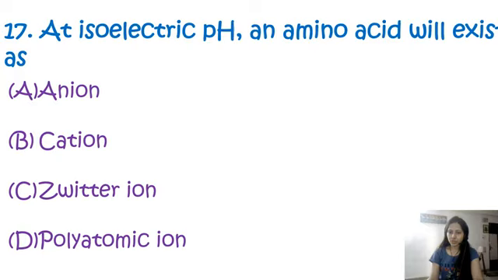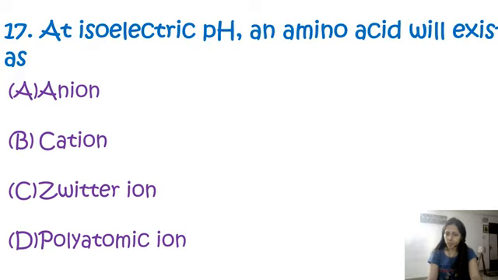So what is a zwitterion? Zwitterions are molecules that contain both a positive as well as a negative electrical charge, which makes them neutral overall. So in the case of an amino acid, what happens? The amino group, that is NH2, acts as a base and can accept H plus to form a positively charged ammonium ion. Whereas the carboxylic group, that is COOH, acts as an acid since it can donate a proton to form a negatively charged carboxylate ion.